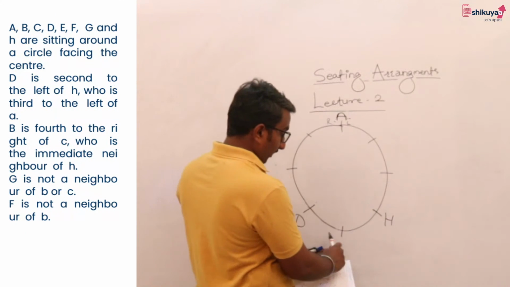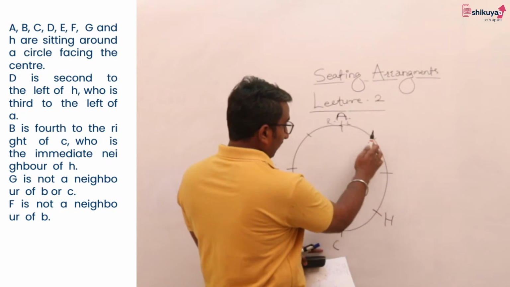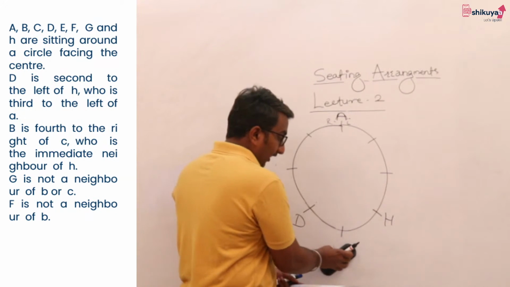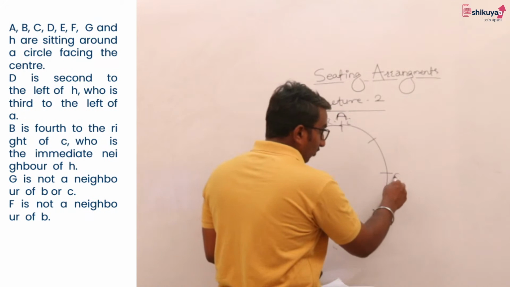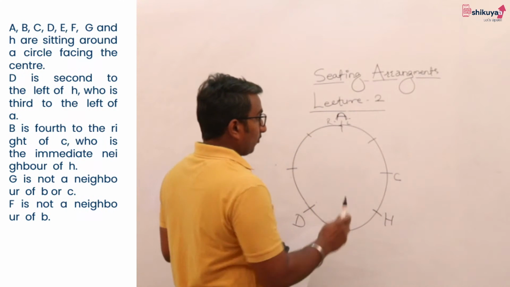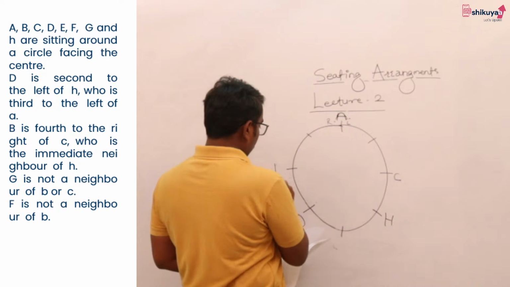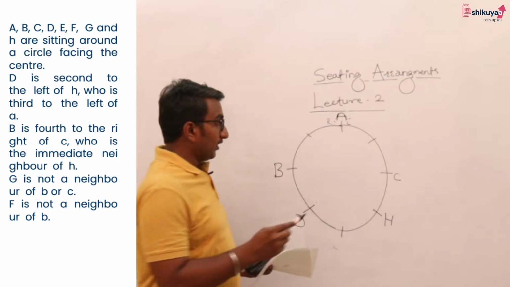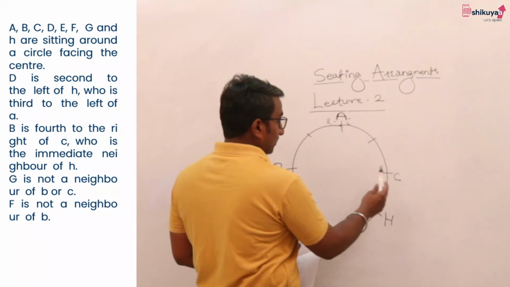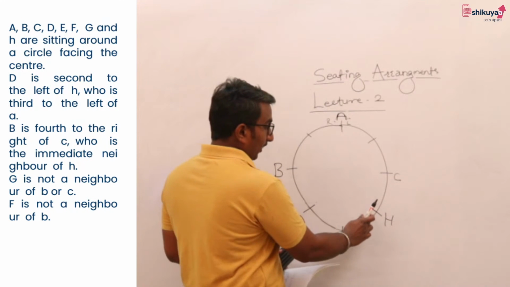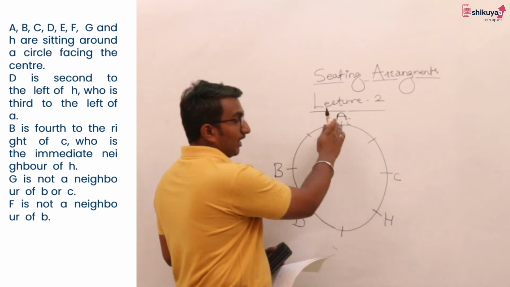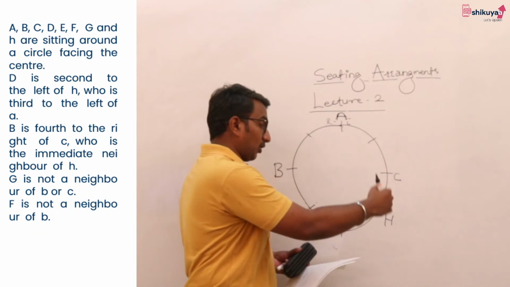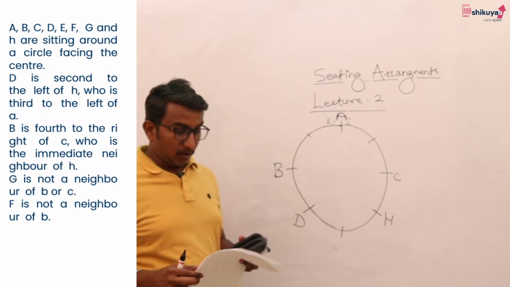Suppose I have placed C over here. Then B should come 1, 2, 3 and 4 at this position, which is not possible because A is already there. So I can write C over here and hence B will come over 1, 2, 3 and 4, because they have given B is fourth to the right of C. The right direction for C is this, left is this. If we placed C over here, the fourth position is 1, 2, 3 and 4, where A is already placed. So this cannot be the condition for C, and hence we have placed it over here because they have given it is an immediate neighbor of H.